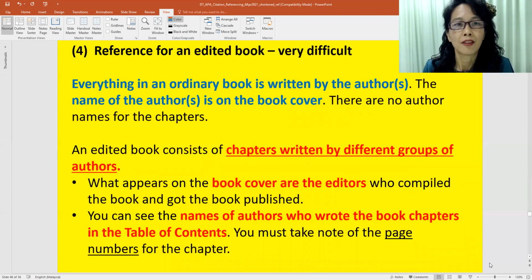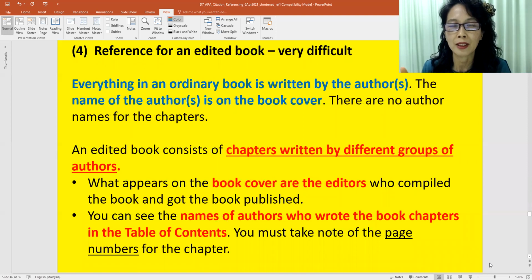Next, reference for an edited book. This is very, very difficult, and I need you to pay special attention because an edited book is different from an ordinary book where there are only the names of the authors on the cover and they wrote everything in the book. But in an edited book, usually for research purposes, you will find the names of the editors on the cover. And when you look at the table of contents and the chapters, you will find that each chapter is written by a different group of authors.